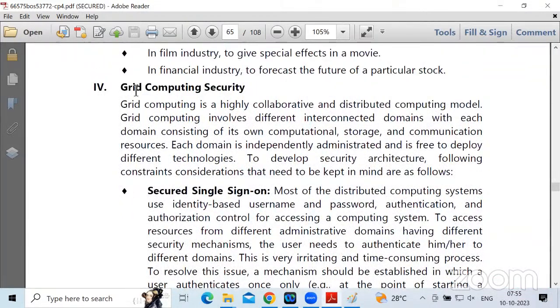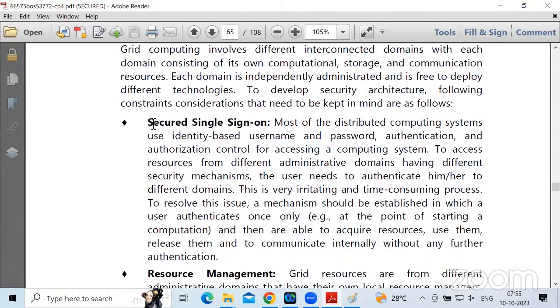Security, this is also important. Grid computing security. So, the first point is security means related to CIA, confidentiality, integrity, and availability. First point is secured single sign-on. What do you mean by single sign-on? First of all, we have to understand that.